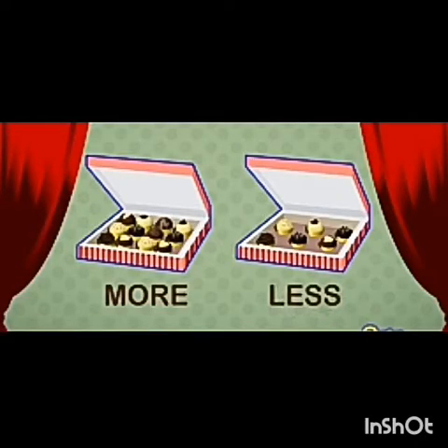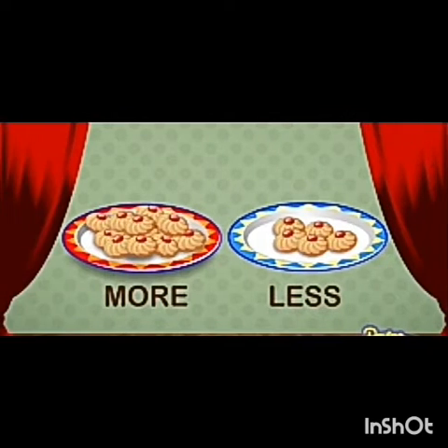See children, we have two boxes of sweets here, right? See, in the left side the quantity of sweet is more, but in the right side the quantity of the sweet is less. So the left box has more sweets and the right box has less sweet. See, we have two plates of cookies here. In the left side we have more cookies, but in the right side we have less cookies. So the red plate has more quantity of cookies, but the blue plate has less quantity of cookies.